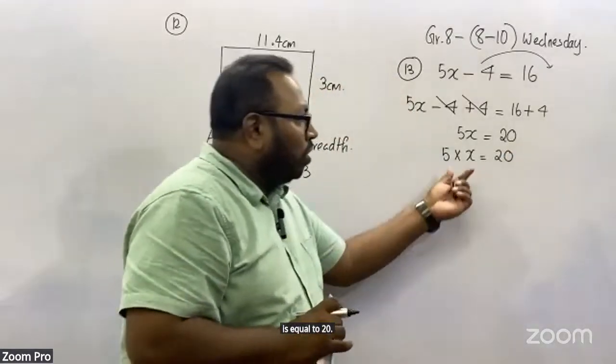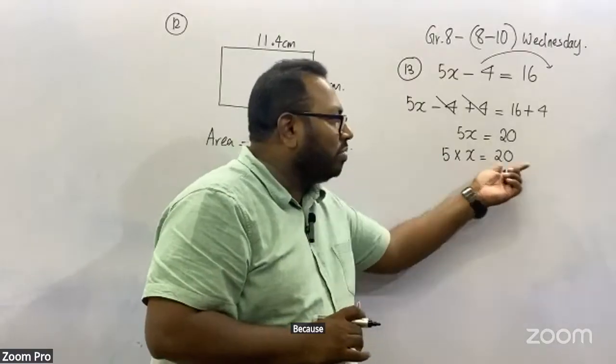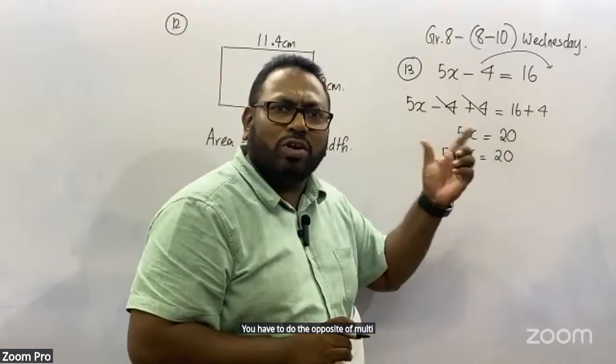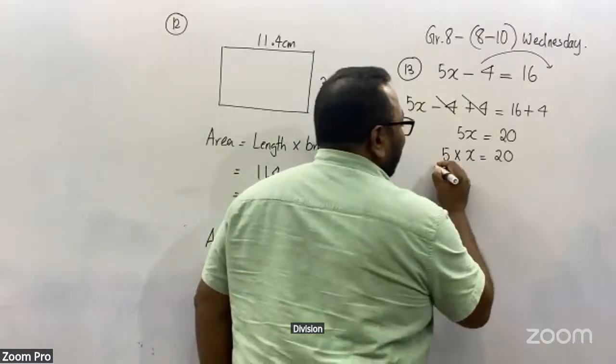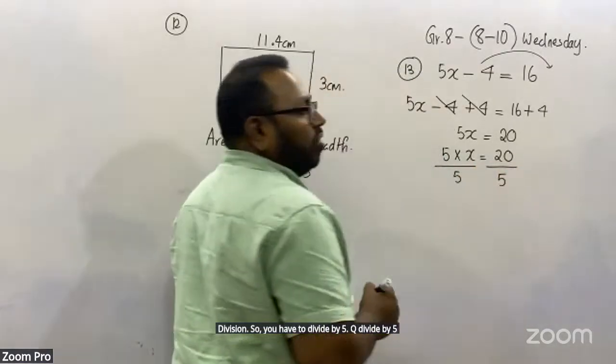So now to cancel this 5, because we want to move the 5 to this side, you have to do the opposite of multiplication. What is the opposite of multiplication? Division. So you have to divide by 5. You divide by 5 on this side also.